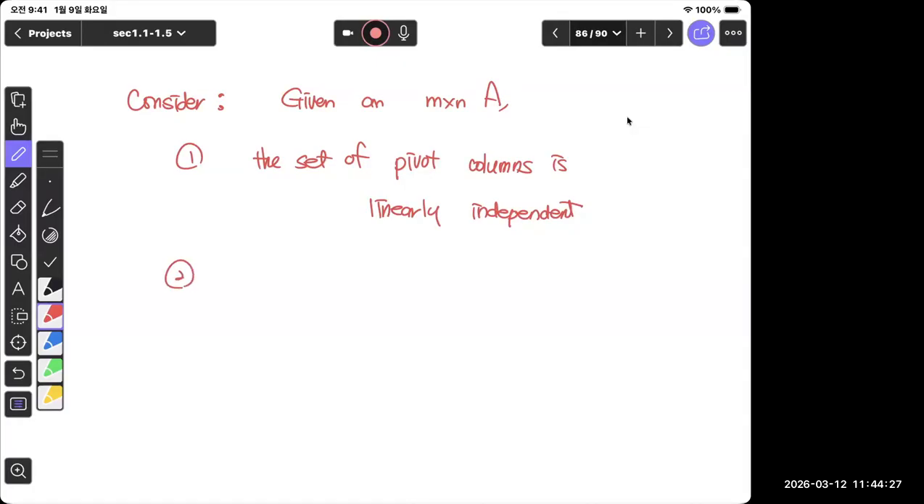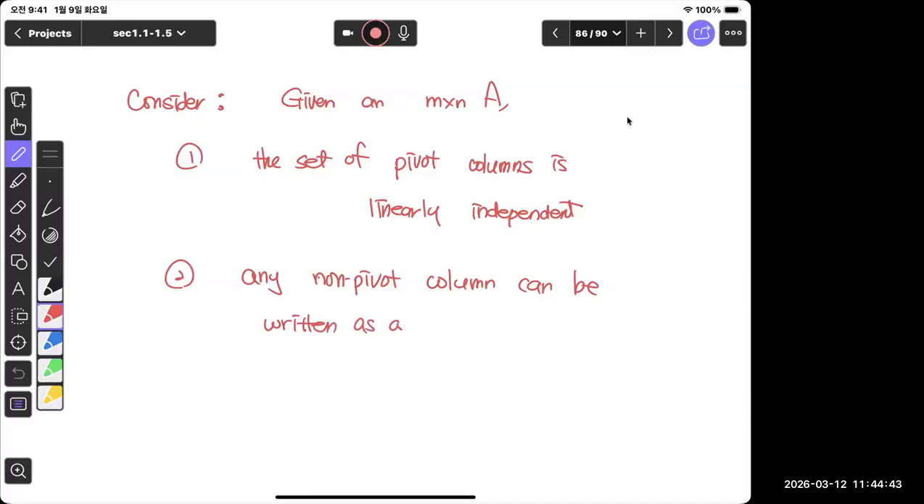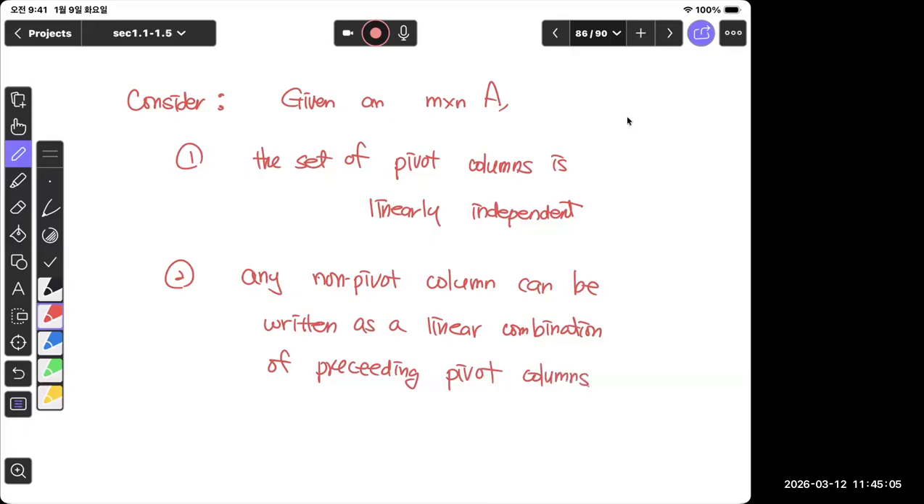And second, any non-pivot column can be written as a linear combination of the preceding pivot columns. Okay, so please check these two properties.